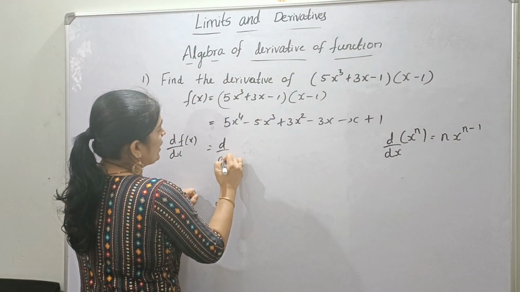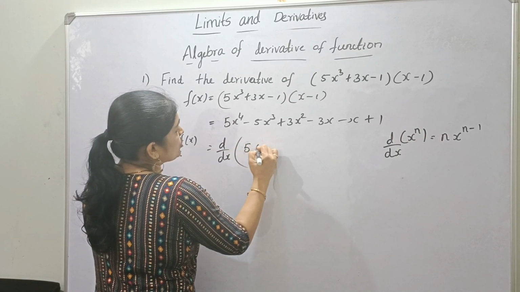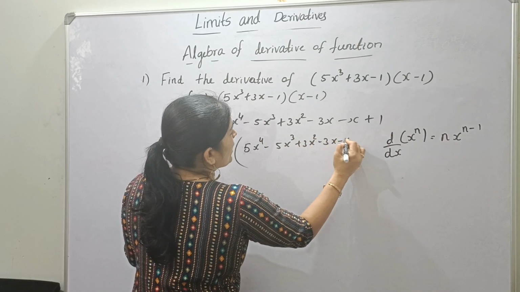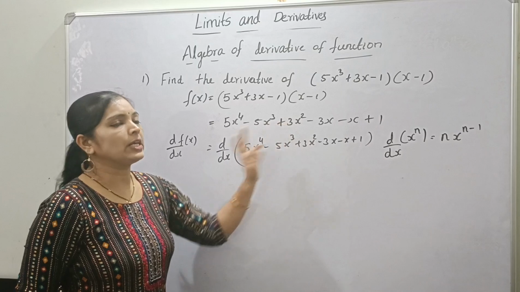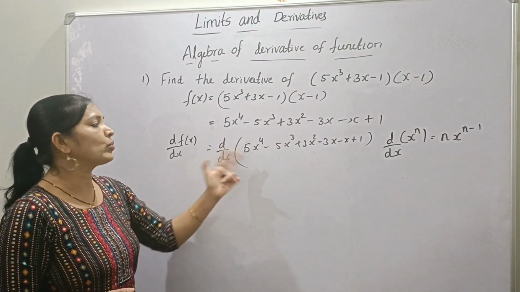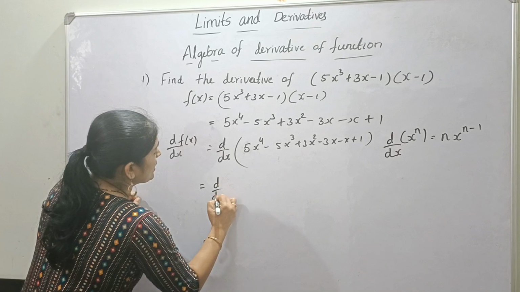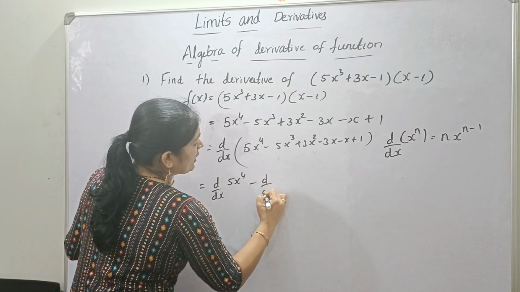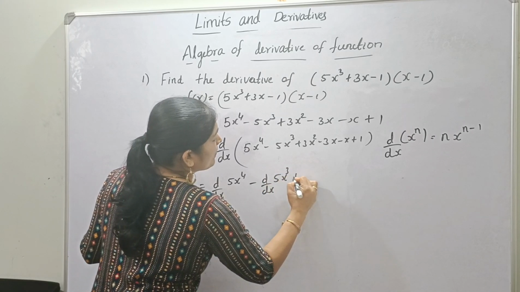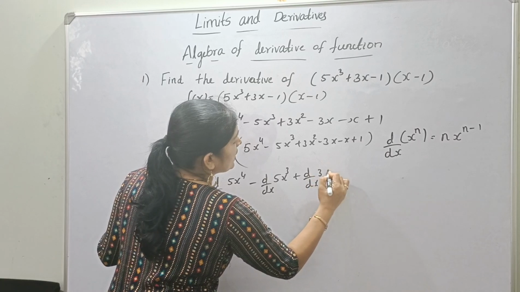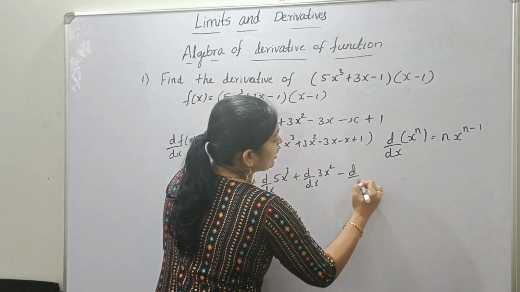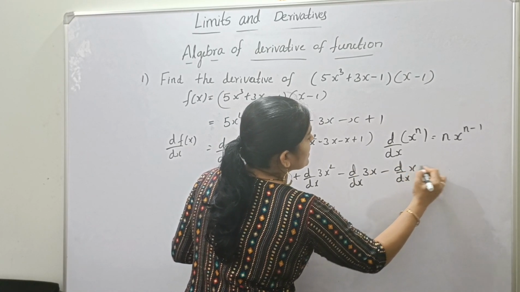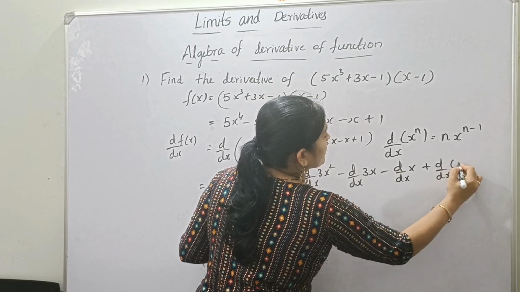That means d by dx of 5x raised to 4 minus 5x cube plus 3x square minus 3x minus x plus 1, right? And split the derivative over the sum and subtraction. Therefore, you can split the derivative: d by dx of 5x raised to 4 minus d by dx of 5x cube plus d by dx of 3x square minus d by dx of 3x minus d by dx of x plus d by dx of 1.